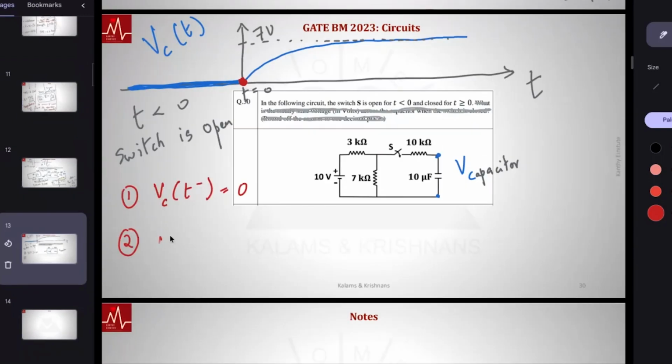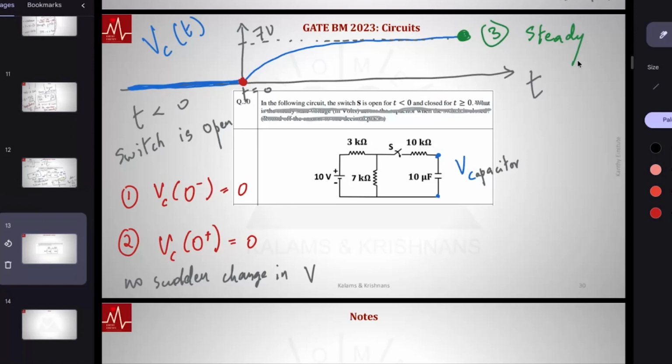2, Vc at 0 minus, slightly below 0, voltage is 0. Slightly above 0, voltage is still 0. Why? It cannot suddenly change. No sudden change in V. Otherwise dV by dt is infinite and then current is infinite. The problem that we solved here, this is steady state.